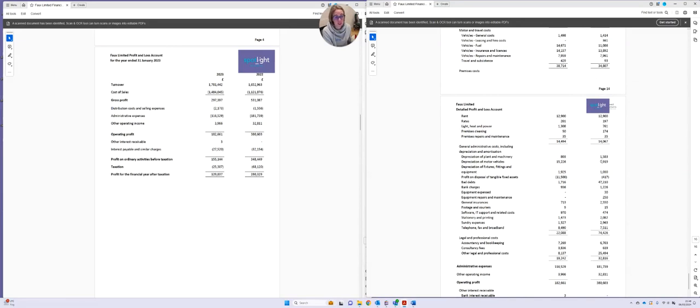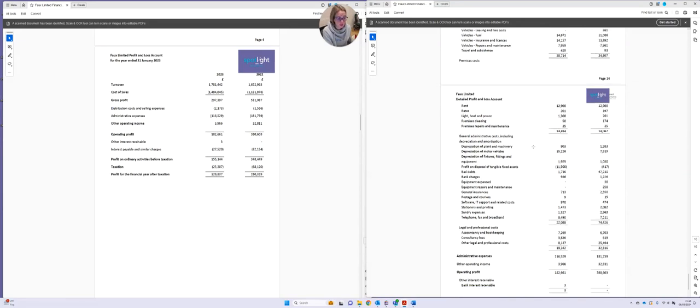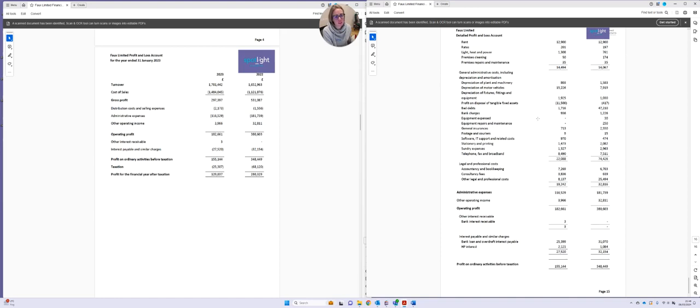Rent, rates, light and heat, the premises costs have remained about the same, but the biggest drop has been in the general admin costs. If we then look here, the biggest drop has been on bad debt. So last year there was a one-off bad debt of £47,000. Now bad debts are where you've invoiced a customer, but for whatever reason they haven't paid you, and you're not going to be able to get that money off the customer.